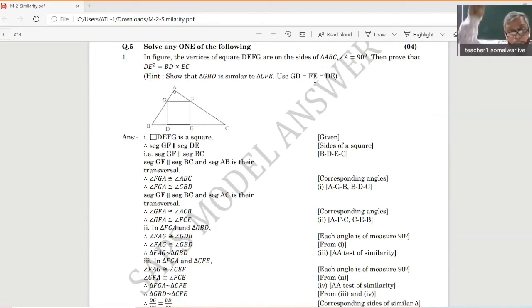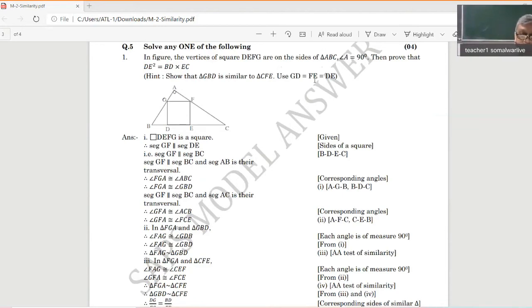The triangle on the upper side, FGA, and the triangle GBD. Both these triangles are similar. Why are they similar? Because angle FAG is 90 degrees, congruent to GDB. Why? Because GDB is also 90.